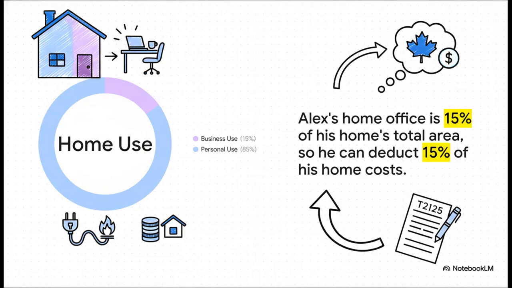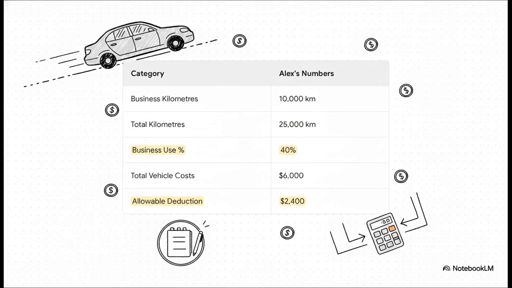So like a lot of freelancers, Alex works from home. The rule is pretty straightforward. You can deduct expenses based on the percentage of your home that's used for your business. For Alex, his home office takes up exactly 15% of his apartment's total square footage. So he can add up all his eligible home costs. We're talking heat, electricity, insurance, even part of his rent, and then claim 15% of that total as a business expense. The exact same logic applies to his car.